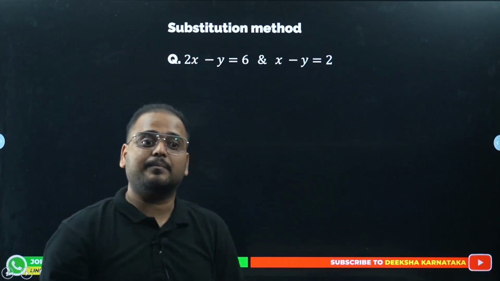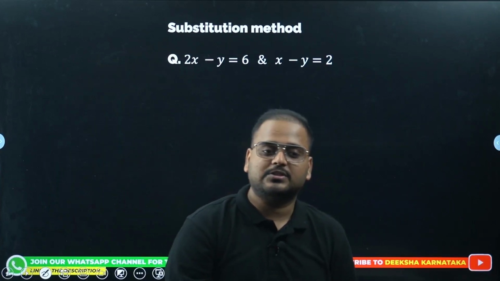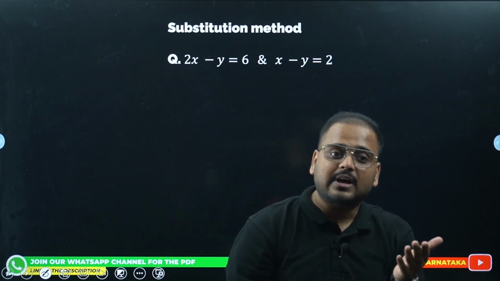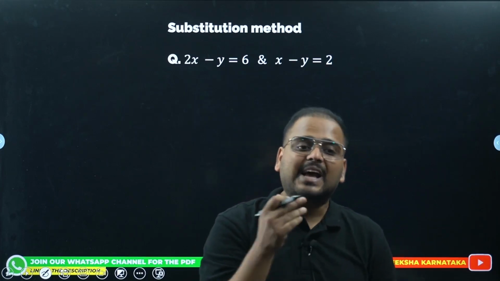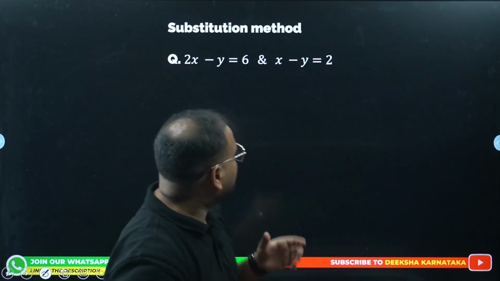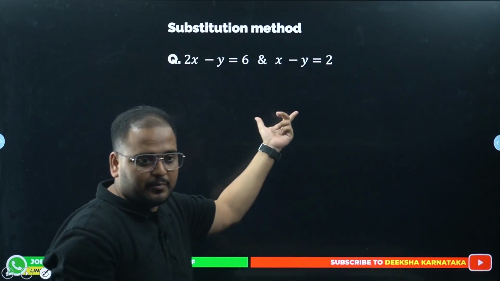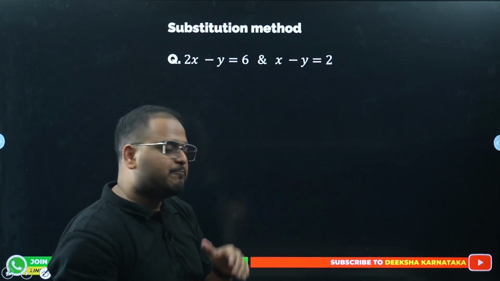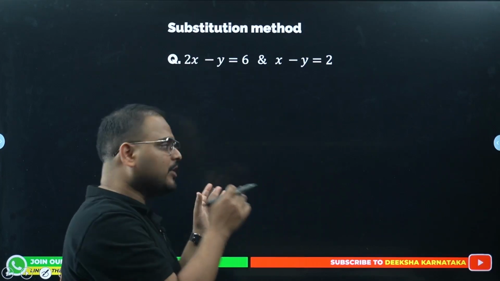Now comes the algebraic method of solving linear equations. So we have two methods in the algebraic method. One is substitution and the other is elimination, meaning cancellation. So what we do here is we find the value of one of the variables and substitute it back in the first or the second equation. Very simple. Let's not talk, let's do it on the board.